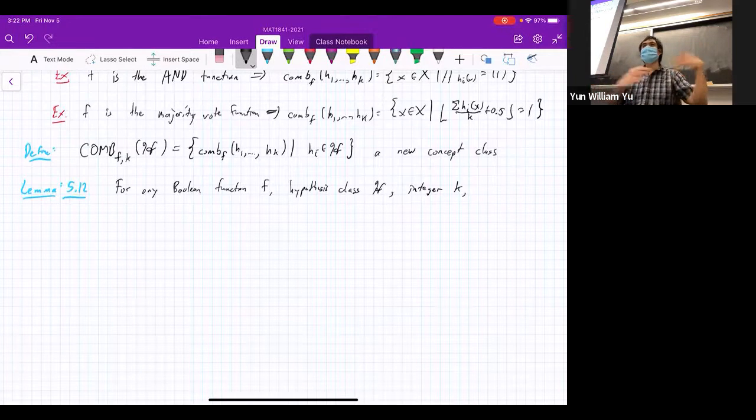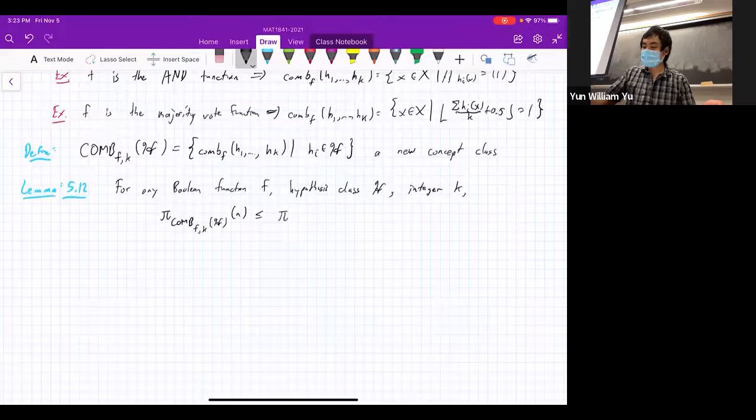It's not really something that you have in the set system, but you can think of the set system as a class of hypotheses. So for example, maybe you have some set system that you think corresponds to something like color. But anyway, we want to say something about the shattering function. So pi of this new concept class, comb f_k of H, of n is less than or equal to pi of H of n to the k.